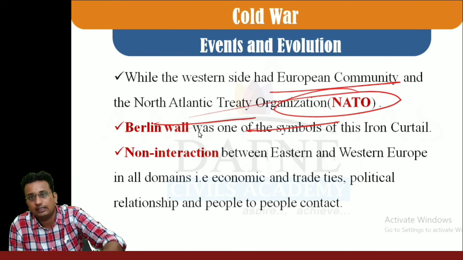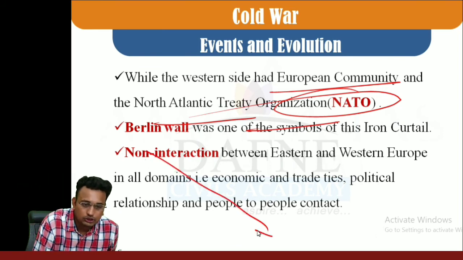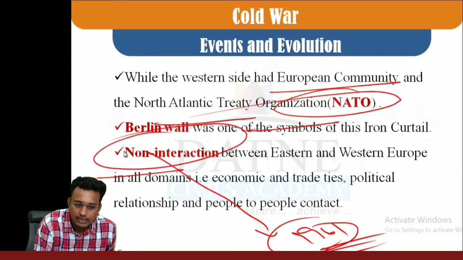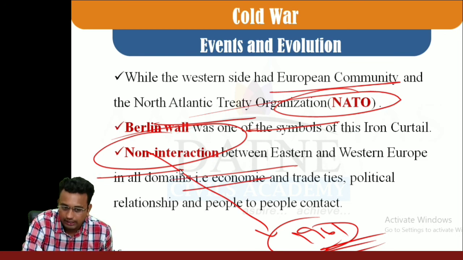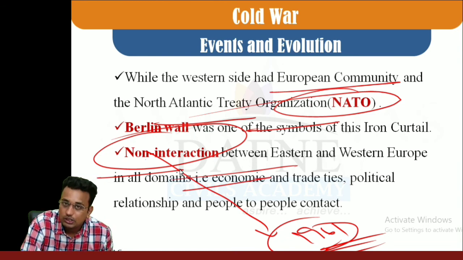Iron Curtain has descended. It had started, now it has descended after the Berlin Wall construction. All these events we have to see. And finally, non-interaction between these two blocs, be it in terms of economy, be it in terms of trade, political relations. Political, obviously, it will not. You have democracy, you have communism there. People-to-people contact was stopped.